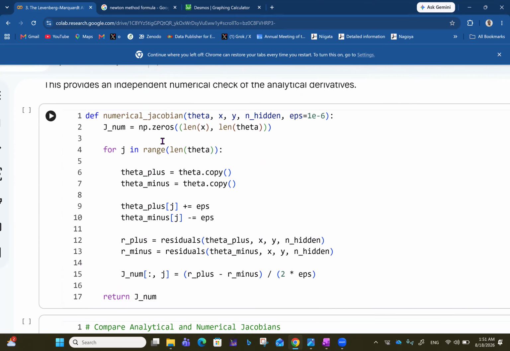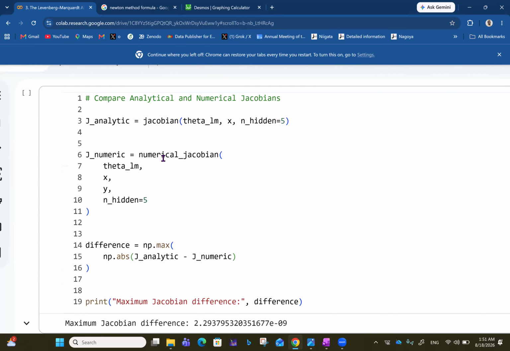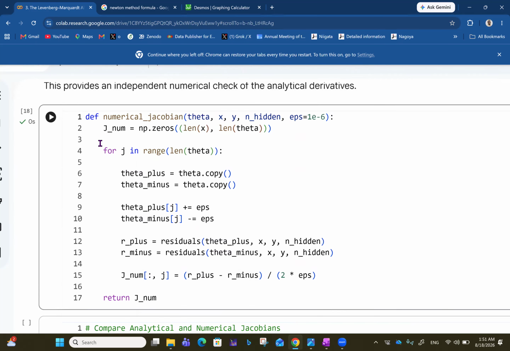If you do that, you can do numerical Jacobian with all of this now, and then it returns the value, whatever you have here for the Jacobian. You can now compare analytical and numerical Jacobians. For the analytical, we got it based on theta sub LM with the input and number of hidden layers of 5. And for the numeric, you're computing that. So numerical Jacobian, which is what we defined up here, based on all of these things.